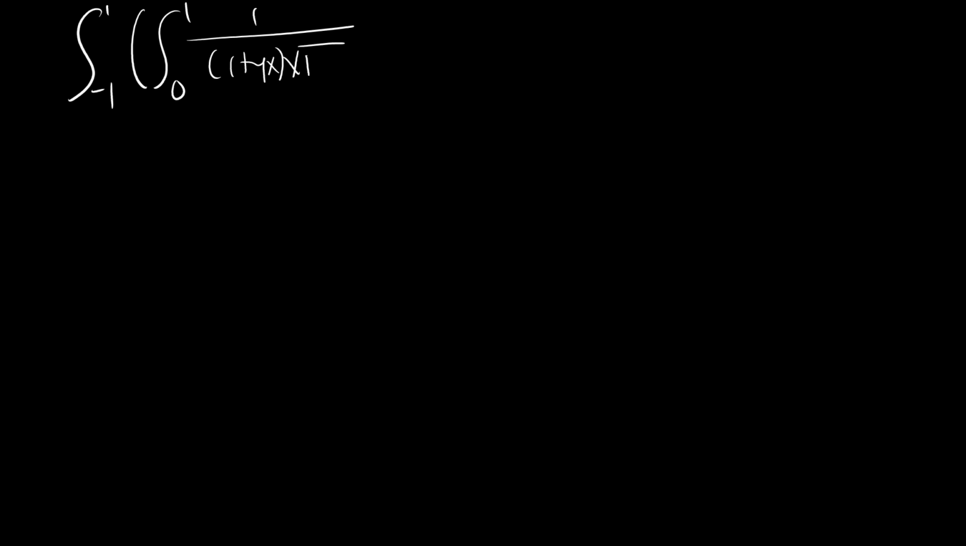There. So what that really means for us is that this big integral from y equals -1 to y equals +1 of the integral from x equals 0 to x equals 1 of 1 over 1 plus yx square root of 1 minus x squared is equal to pi squared over 2.